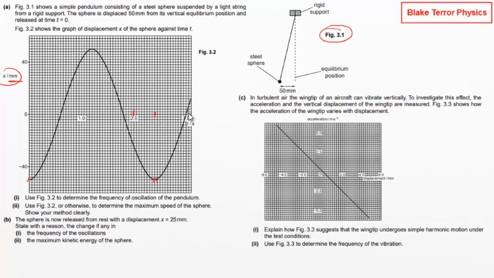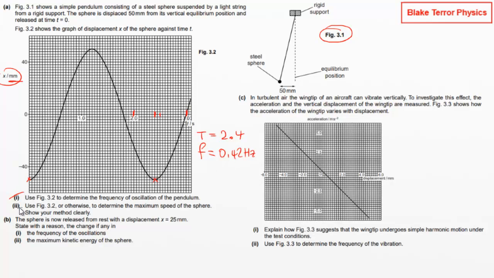That's at 2, that's at 3. So we're not quite at halfway. That is halfway. So that must be 2.4 seconds is our period. So here we've got T is 2.4. So the frequency is 1 over that. So our frequency, 1 over 2.4, is 0.42 hertz.